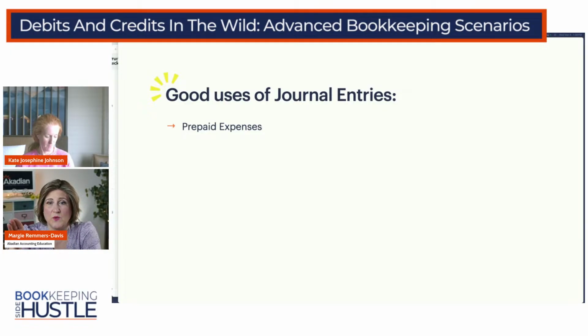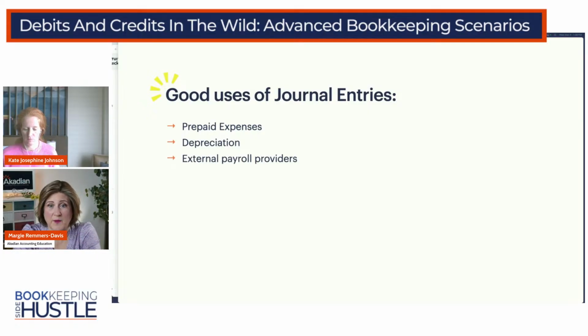So they are prepaid expenses. That's, for example, if you paid an annual subscription for something, but you don't want to recognize the expense all at once, say when you paid for an annual subscription in January, you want to spread out that expense throughout the year. Depreciation, which is when you buy a fixed asset and it loses its value over time. You want to reduce the value of the asset and increase the expenses when that happens.